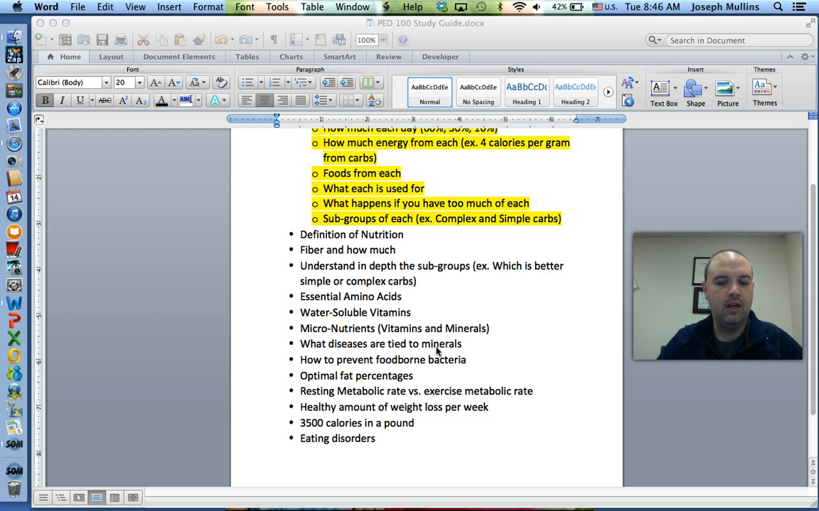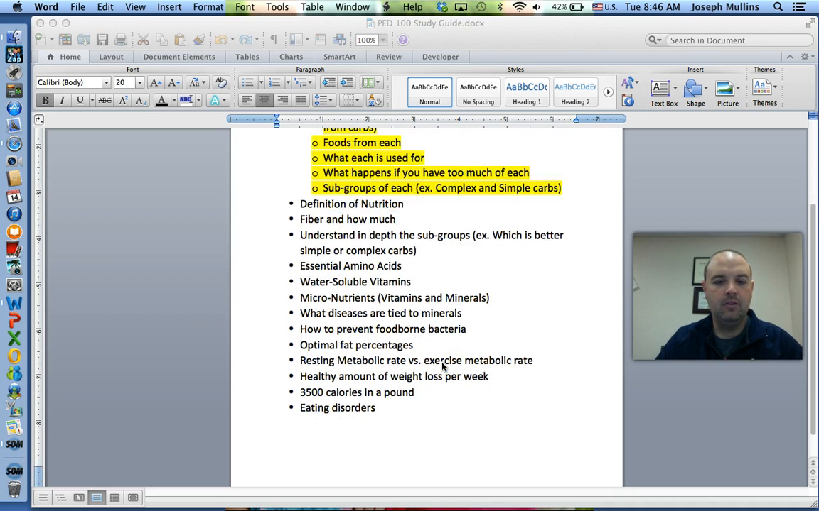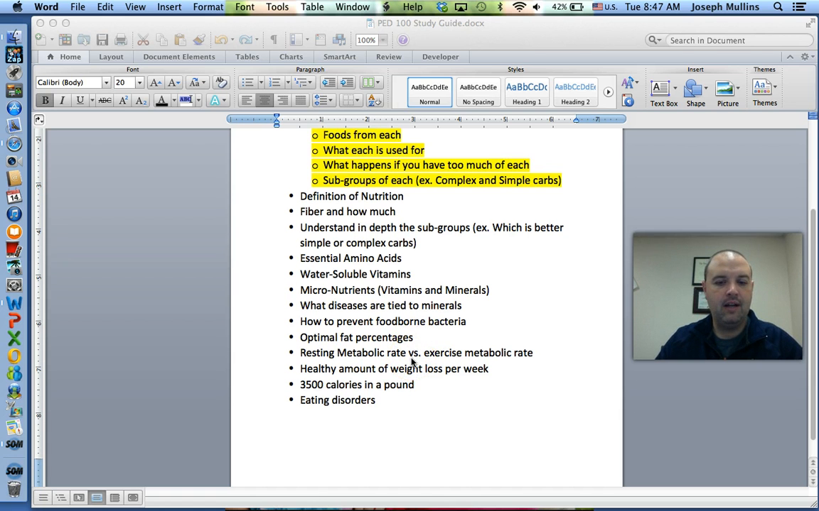So for example, if you're anemic, they give you iron. If you have osteoporosis, they give you calcium. Know some ways to prevent foodborne illnesses, so like washing your hands, cooking things to temperature, not leaving things out past 2 hours.